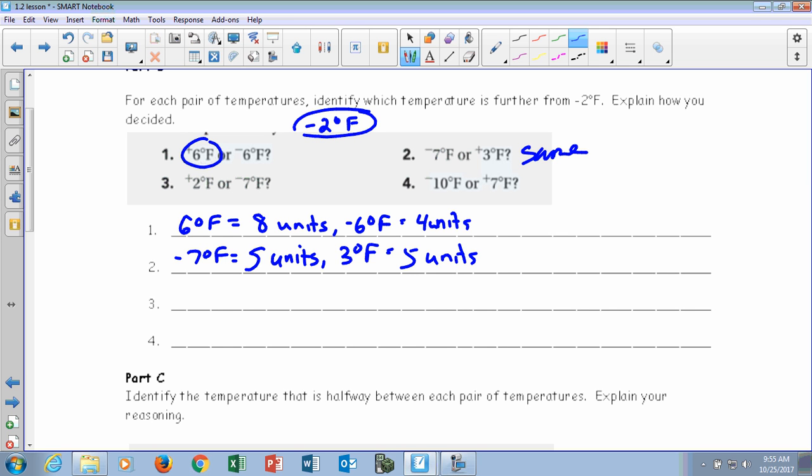All right, what about for number 3? 2 degrees Fahrenheit is how far from negative 2? Well, to get from 2 to 0, we go how far? 2. And then we go to negative 2, so 4 units. Okay? So negative 7 degrees Fahrenheit is how far? Well, we kind of already answered that question, didn't we? Right here? So who's furthest away? Yeah. That guy's further away. Right?